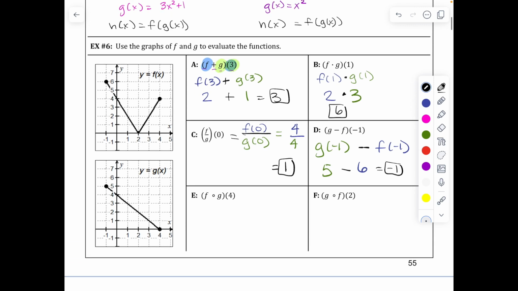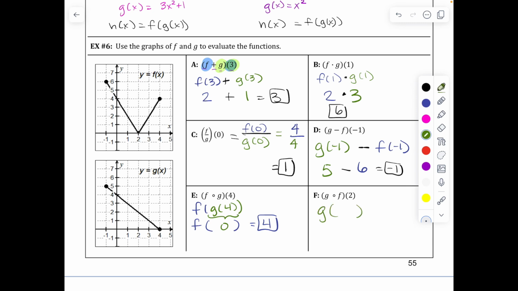Let's do f of g of 4. Oops, sorry, back up. I'm reading this wrong. It looks like f of g of 4. So first thing we need to know is what is g of 4? So we're going to find function g, go to where x is 4, it's 0. So instead of g of 4, we know that's just 0. So if I'm looking for f of g of 4, I'm saying also, what's f of 0? So go to your f function, find when x is 0, or the input is 0, we get an output of 4.